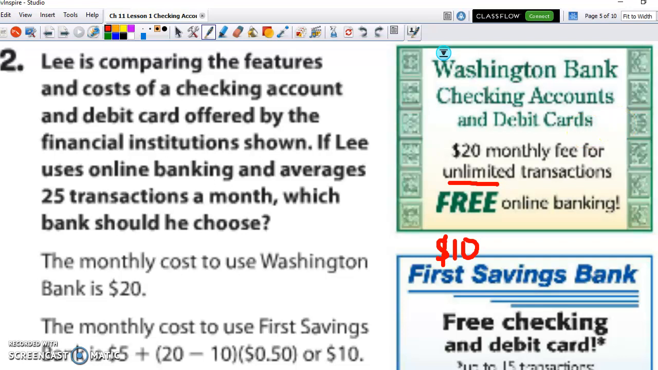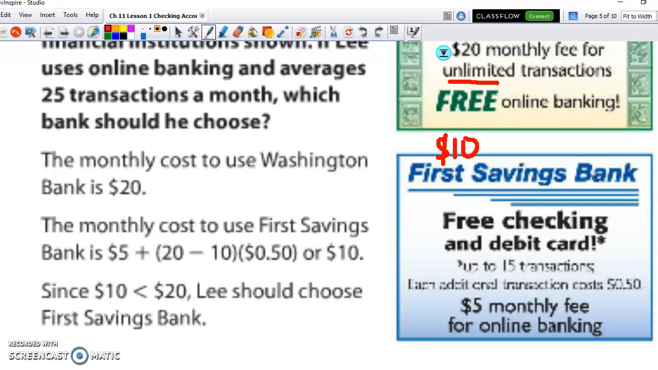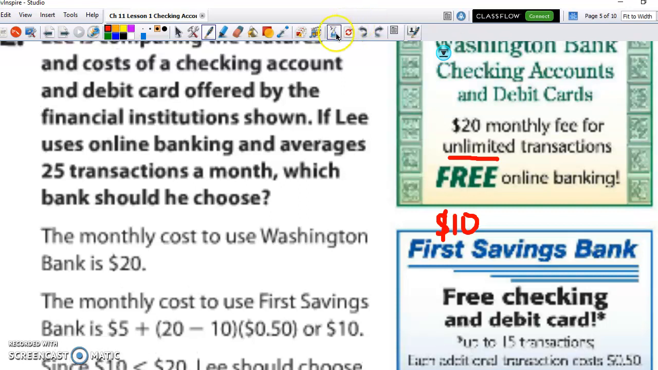So you need to check depending on your spending habits. Like for me, I do a lot of little transactions. I go to Walmart, I go to the mall, I go to multiple places. But my grandpa, he doesn't do very many transactions. So he probably doesn't need unlimited.